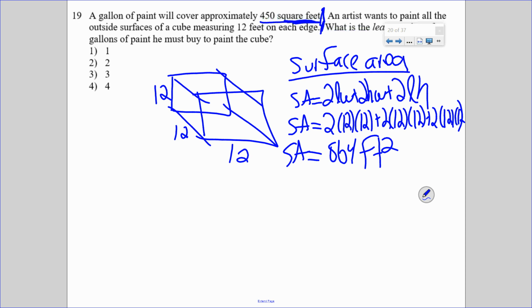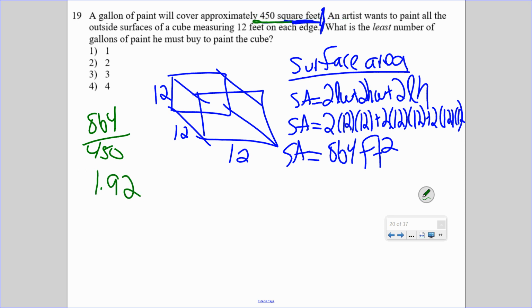What's the least number of gallons of paint he must buy to paint the cube? Well, he needs to paint 864 square feet. 1 gallon of paint covers 450 square feet. So 864 divided by 450 is 1.92. 1's not enough. He has to buy 2. We're moving through this thing pretty nicely.